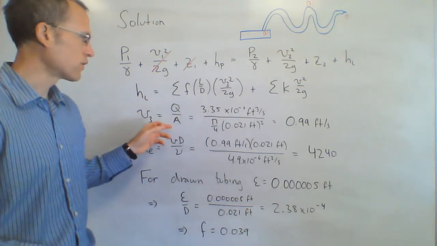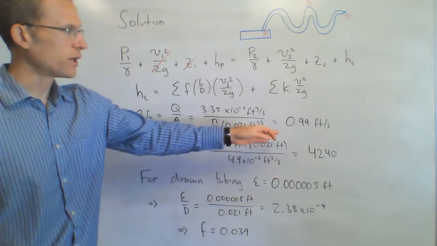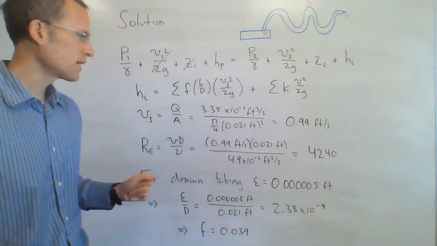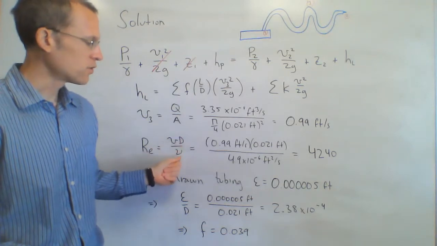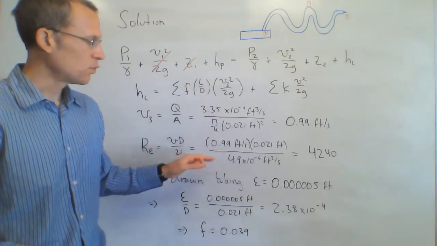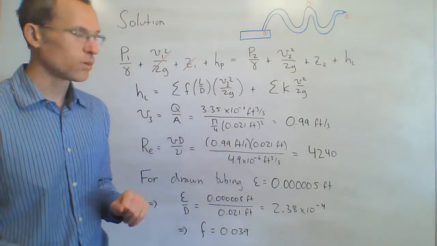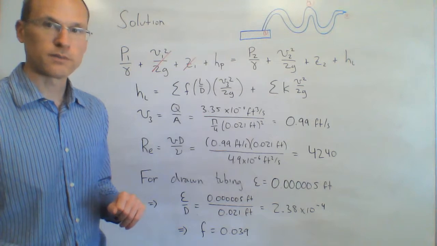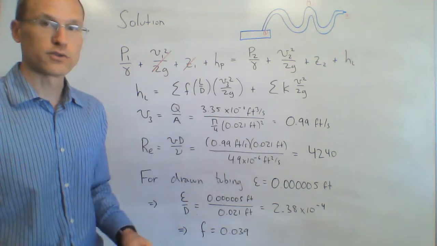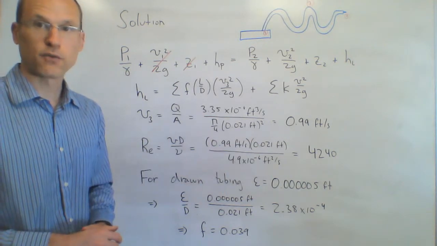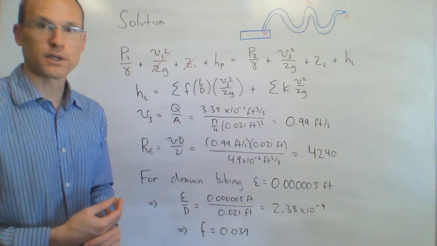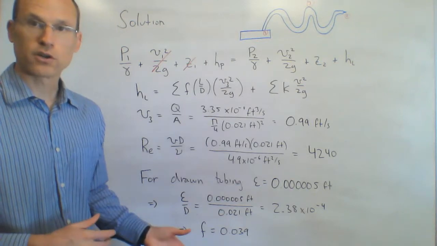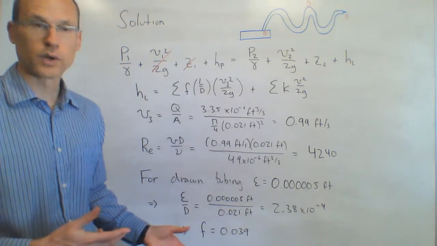So again, flow rate over area gives me a velocity of 0.99 feet per second in that 1/4 inch drawn tubing. Can then find my Reynolds number, velocity times diameter over kinematic viscosity. So 0.99 feet per second, 0.021 feet for the diameter, and 4.9 times 10 to the negative 6 feet squared per second gives me a Reynolds number of 4,240. Above 4,000, so turbulent, meaning we find the friction factor f through either the Moody chart or one of the two equations.